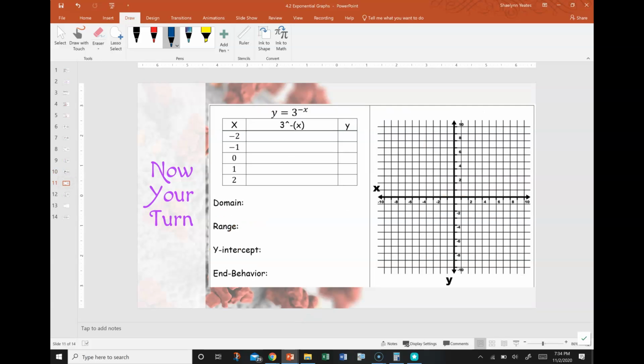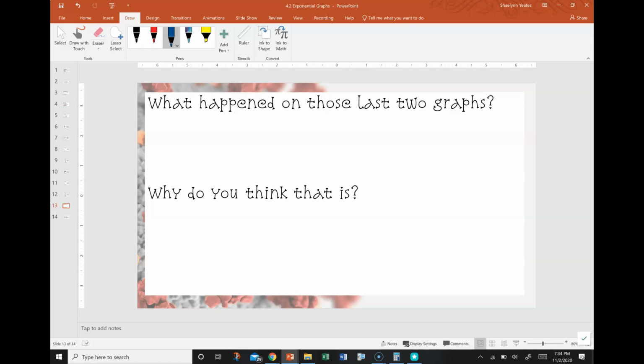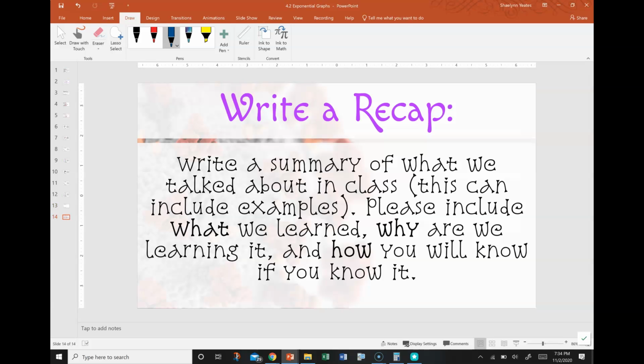All right, with this under your belt, I want you to go ahead and try this out. See how you type it into the calculator. It's even beautifully written for you. And once you finish that, I want you to think about this and answer these 2 questions here. And then we will come back again tomorrow. So write your recap. You are good for the day.